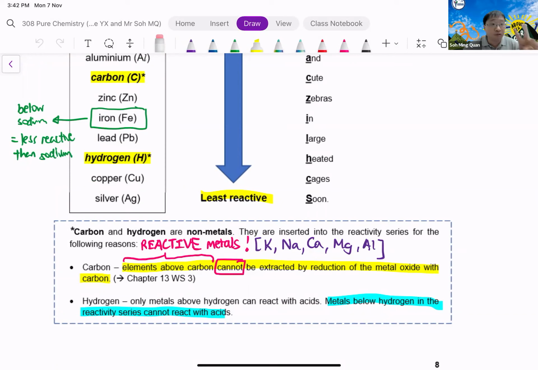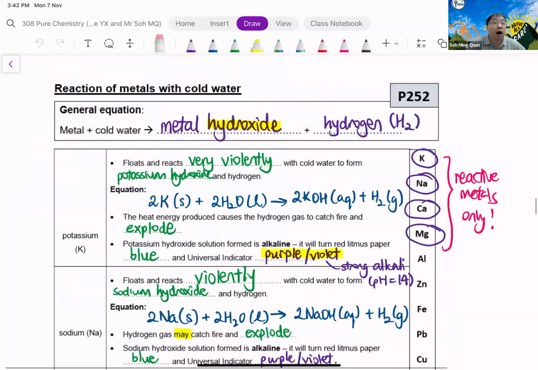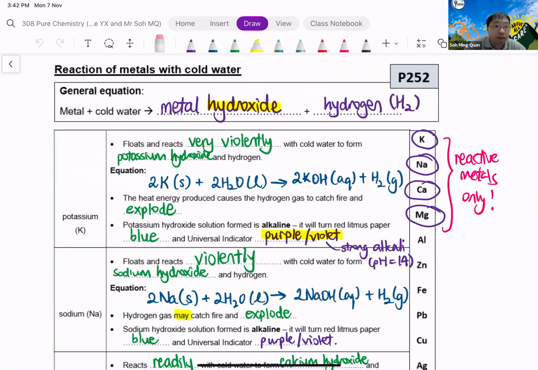So those are the two reasons why we insert carbon and hydrogen into the reactivity series. Okay. And what else did we do last lesson? Well, we spoke about the reaction of our metals with cold water. By cold, I don't mean ice cold. Something like water from the tap, water at room temperature is also considered cold because there's no heating, right? I didn't heat the water up.